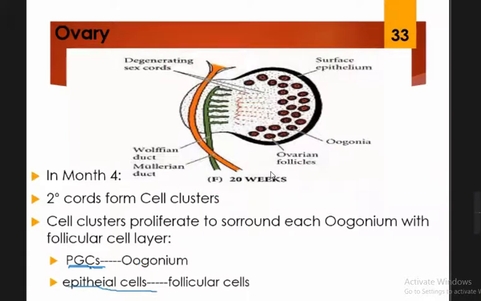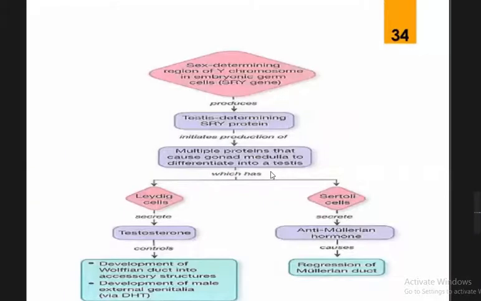But why do these primordial germ cells do what is being done in the male? It's because of one important factor, the Müllerian inhibition factor.